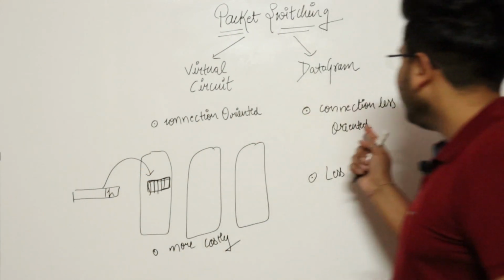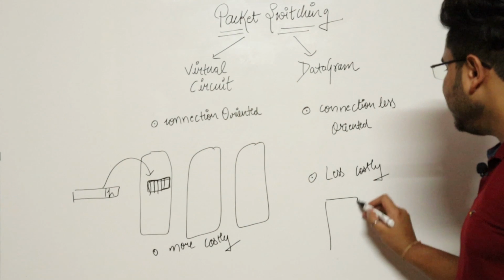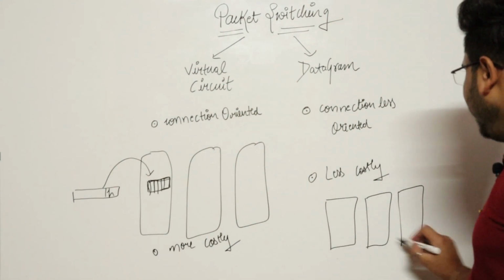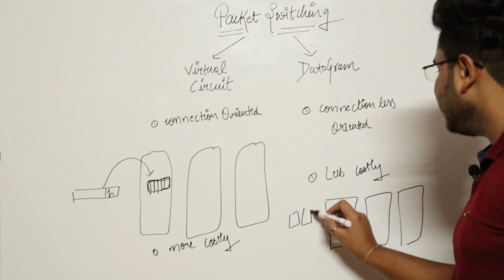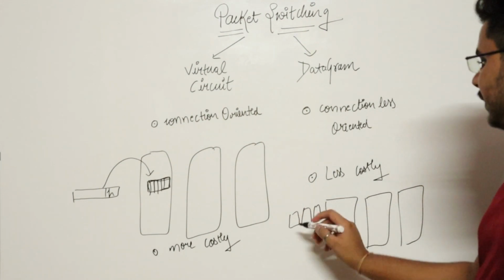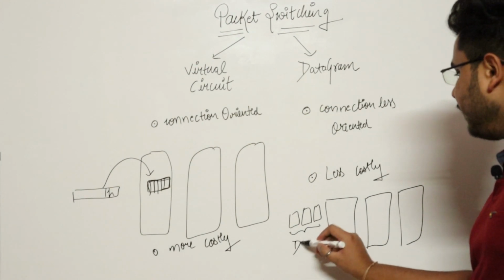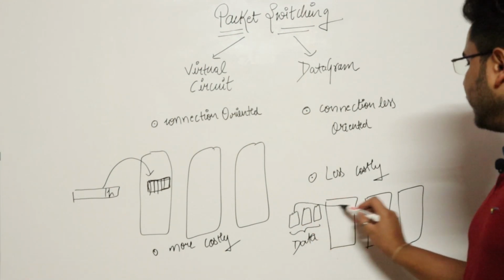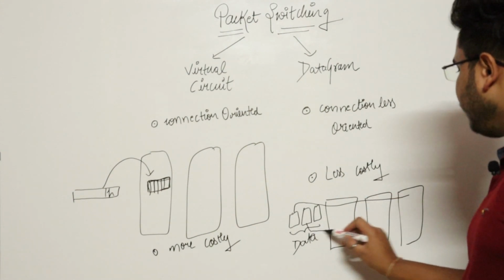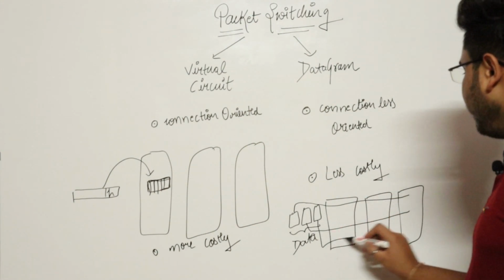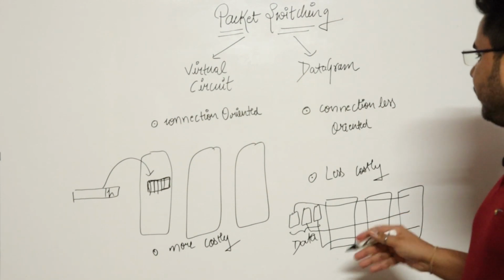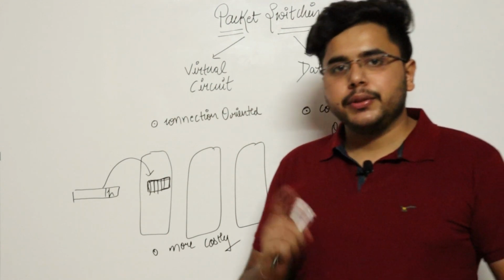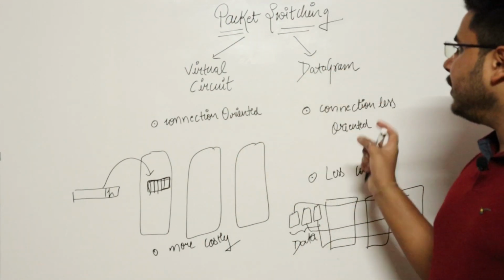But when we talk about datagram, since it is connectionless oriented, every segment of a packet can follow any path. Suppose this is our data and it has 3 parts. This particular segment can follow this path, this particular segment can follow this path, or this segment can follow this path. So in this way every segment of the packet will follow a different path. So this is also a difference between these two.